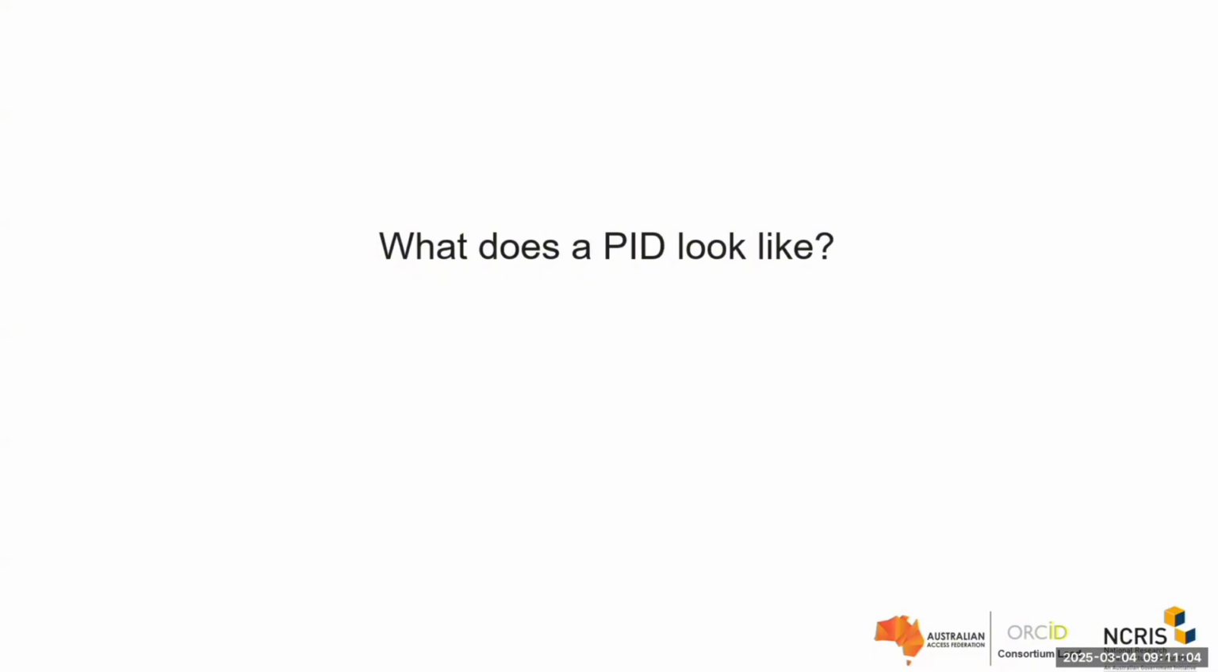So we'll look at some examples. Now you all know what a persistent identifier is and why they are important. So this is an example of a DOI PID here. DOI is a digital object identifier, basically used for journals, articles, etc.